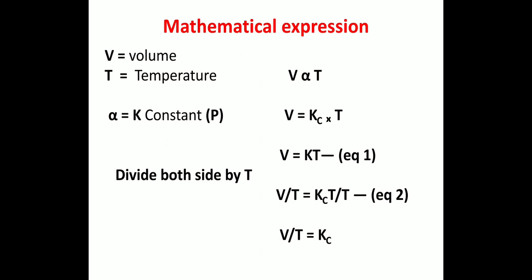If we divide both sides of the equation by T, we will get V divided by T is equal to Kc, which is defined as: the ratio between the volume and absolute temperature of a given mass of a gas is constant at constant pressure. Charles' law is also known as the law of volume, and it experimentally explains this law by the behavior of gases.